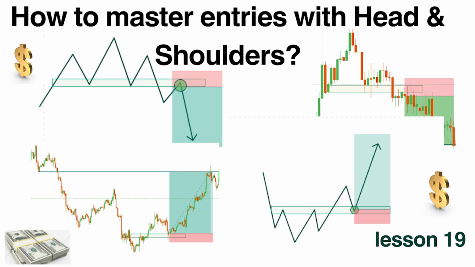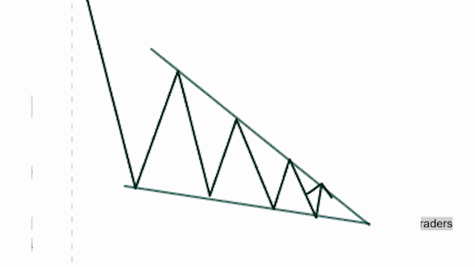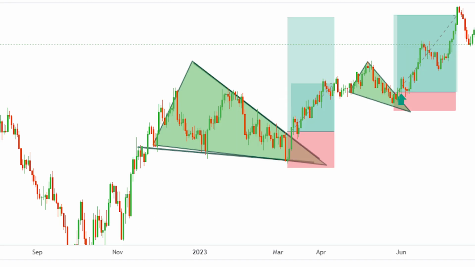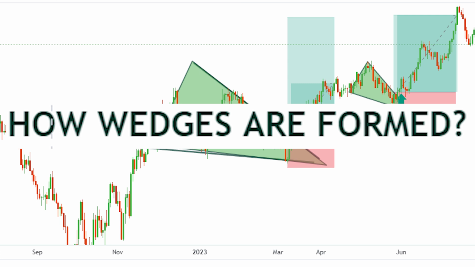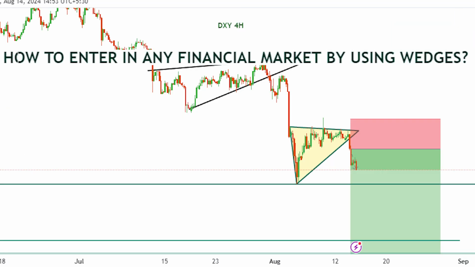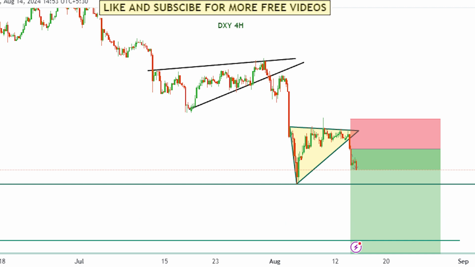So today's video, we're going to be continuing with the chart patterns. This is one of my favorite chart patterns that I really like to use in the market. Those chart patterns are wedges. Using wedges in the market is a good way to make money in trend continuation, and even in the reversal market. So we are going to be looking at how we can identify between a reversal or a continuation wedge, how wedges are formed, how to enter in any financial market by using wedges, and where to set a stop loss and where the target will be when you are using those wedges.